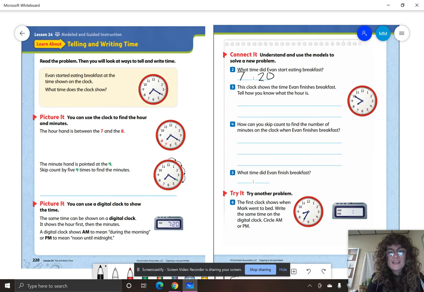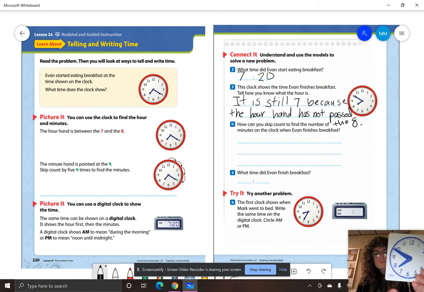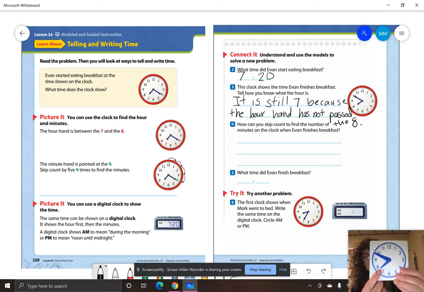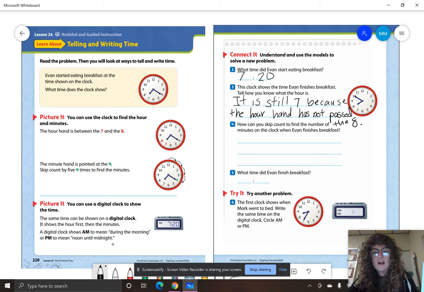So we would say it is still 7 because the hour hand has not passed the 8. So, Smarties, we would say this is still 7.